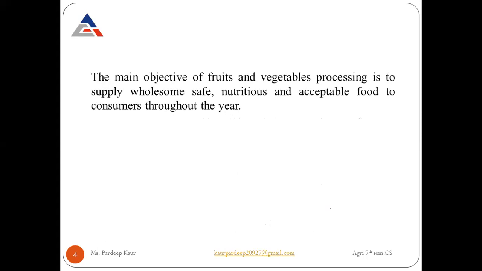Next, the main objective of fruit and vegetable processing is to supply wholesome, safe, nutritious, and acceptable food to consumers throughout the year. So the main objective of processing units or processing industries is to supply wholesome, safe, and nutritional food that is acceptable and available to consumers throughout the year, whether it is the off season or the on season of that fruit and vegetable.